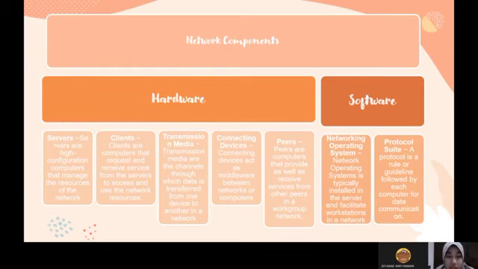The second is clients. Clients are computers that request and receive service from the servers to access and use the network resources. The third is transmission media, the channels through which data is transferred from one device to another in a network. The fourth is connecting devices, which act as middleware between networks or computers. And the last one is peers. Peers are computers that provide as well as receive services from other peers in a workgroup network.